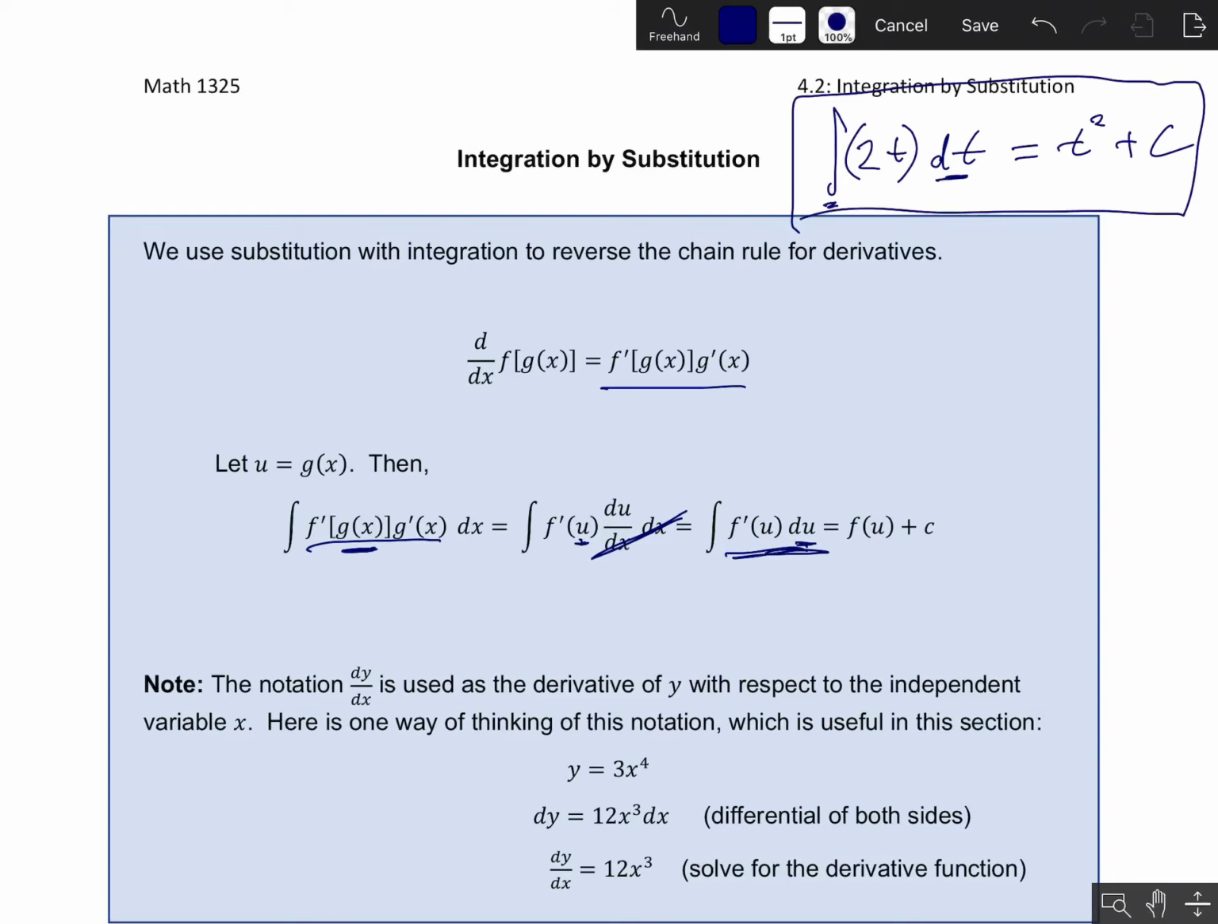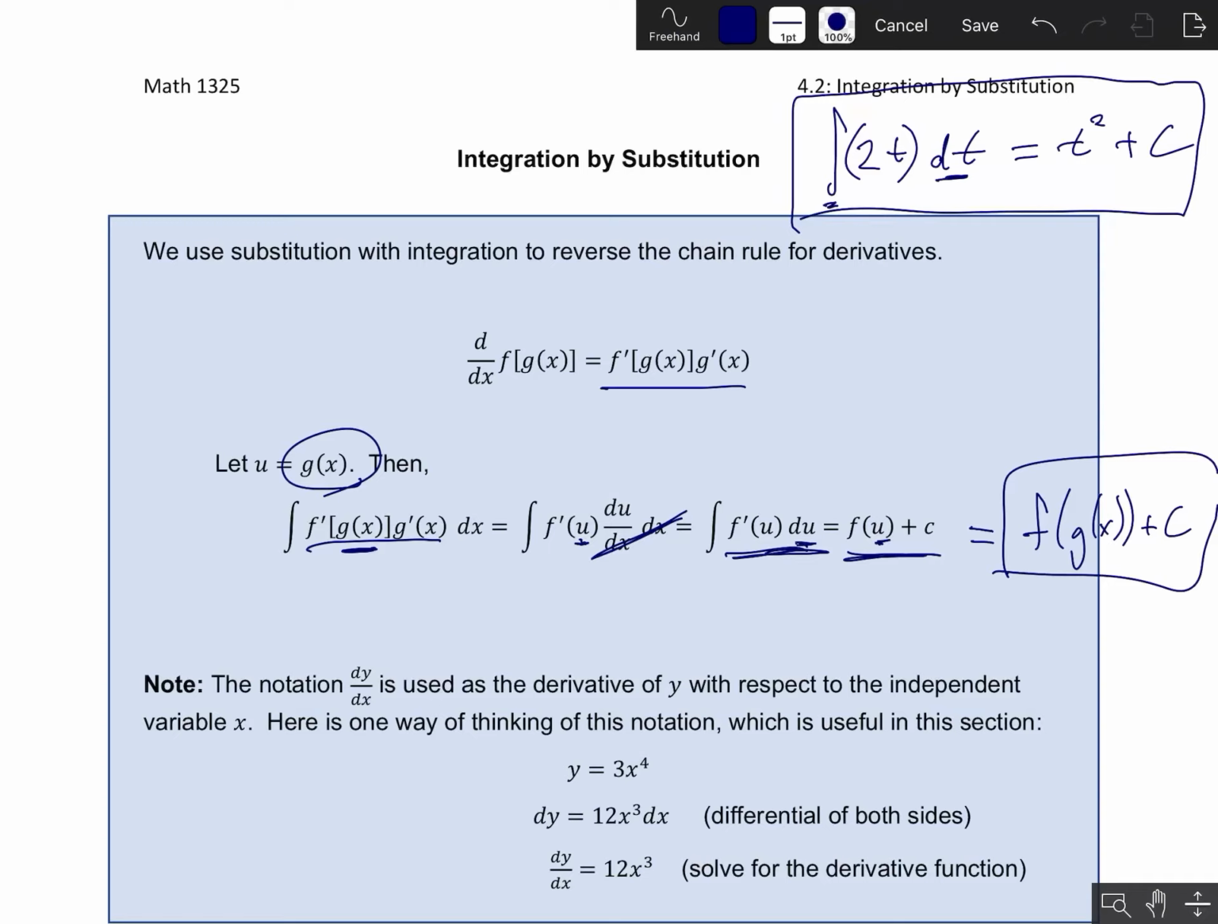But notice that here I have f prime of u and I want its antiderivative with respect to u. But that's nice and easy. If you want the antiderivative of f prime, it should just be f. So we'll end up getting f evaluated at u plus c if we want this antiderivative. And then if we wanted to turn this into an expression in terms of our original variable x, all we need to do is replace u with its expression in terms of x, which was g of x. So this would be f evaluated at g of x plus c.